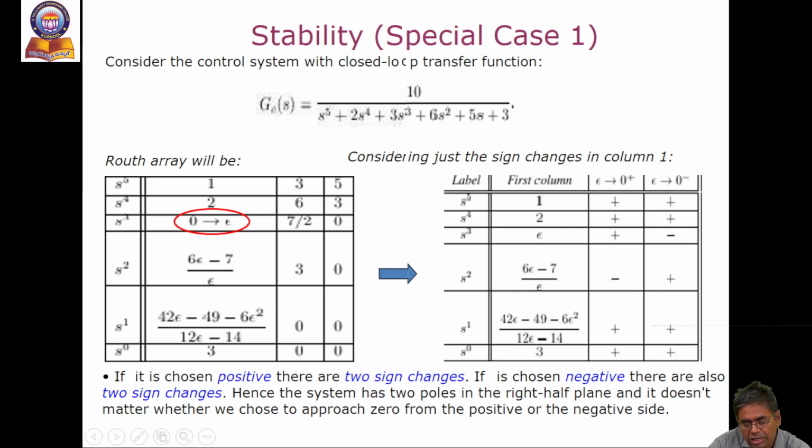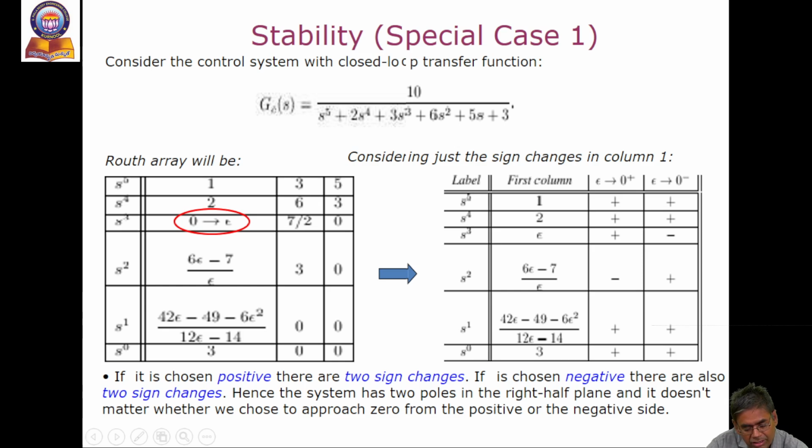In another example, 10 divided by s to the power 5 plus 2s cubed plus 2s to the power 4 plus 3s cubed plus 6s squared plus 5s plus 3. Then prepare the table. The third element, in the s power 1 row, is 0. Then calculate the others in a similar way. 6 epsilon minus 7 divided by epsilon is another one.